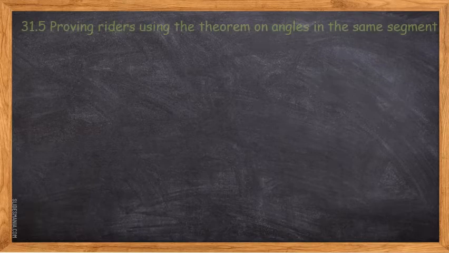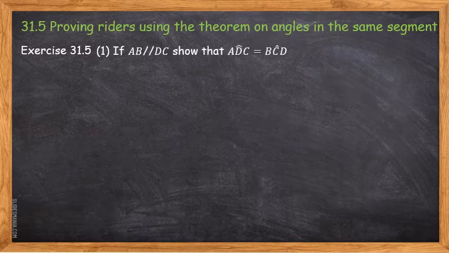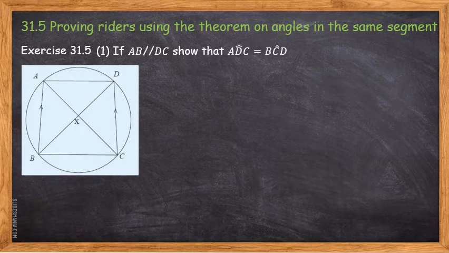Then let's look at proving some riders using the angles in the same segment. Right. Then exercise 31.5. The question is this. I have written the question above. If AB is parallel to DC, we have to show that angle ADC is equal to BCD.